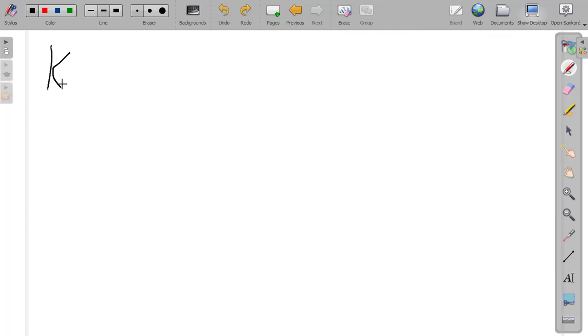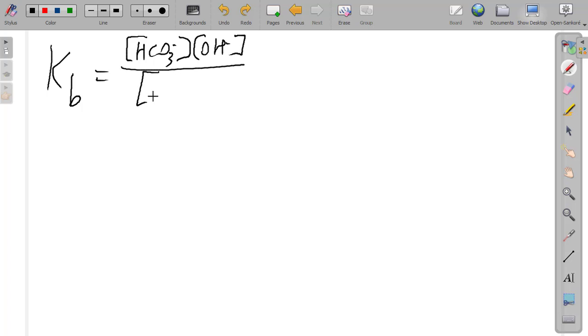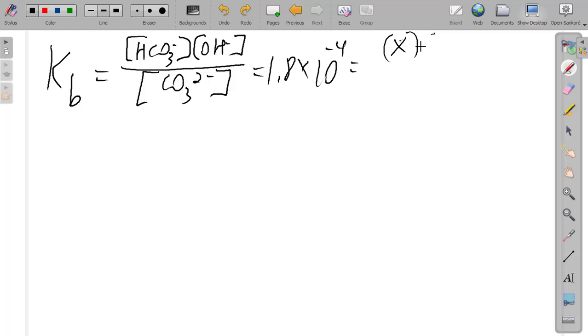Because now we know we need a Kb, because that's going to be the bicarbonate times the hydroxide over the carbonate that we started with. All right. And we know that's going to be 1.8 times 10 to the minus 4 equals x times x all over 0.10 minus x. Now again, we could set up for a quadratic, but why not test it?